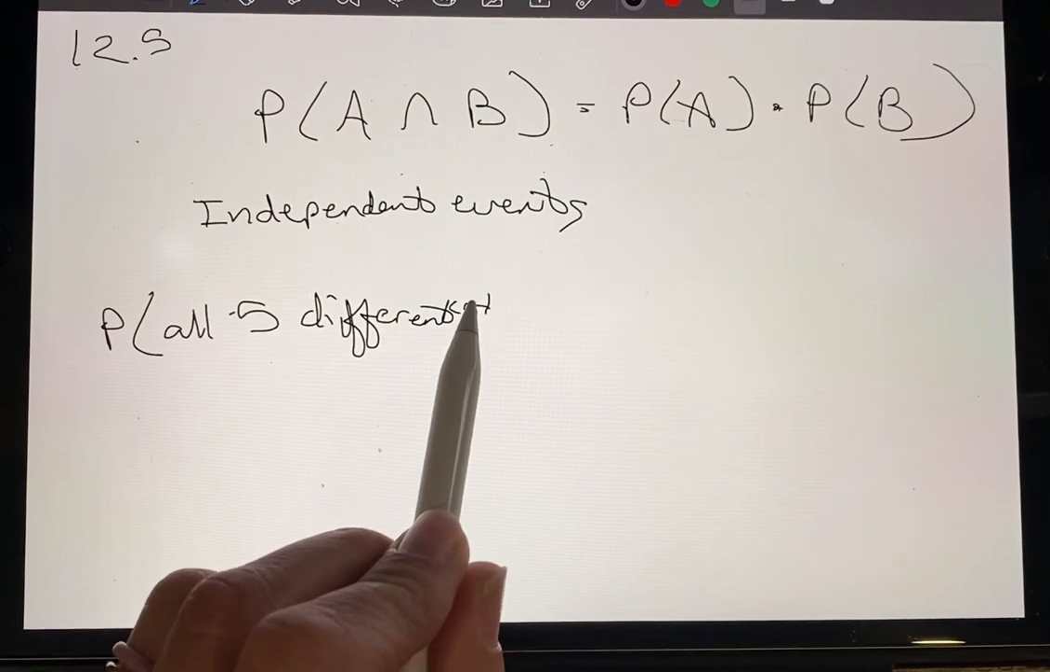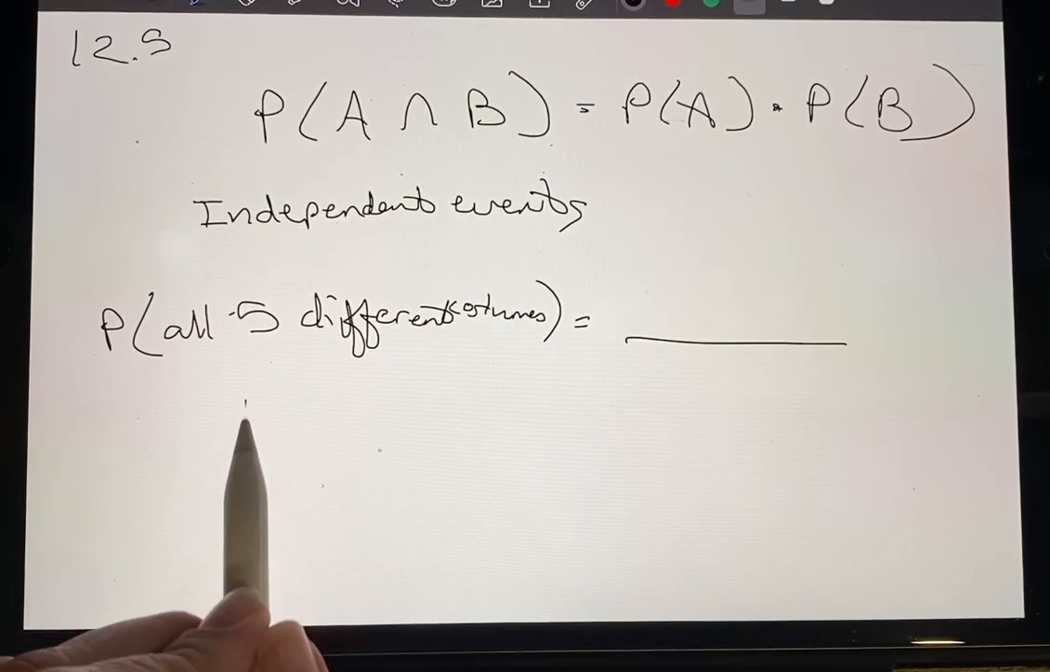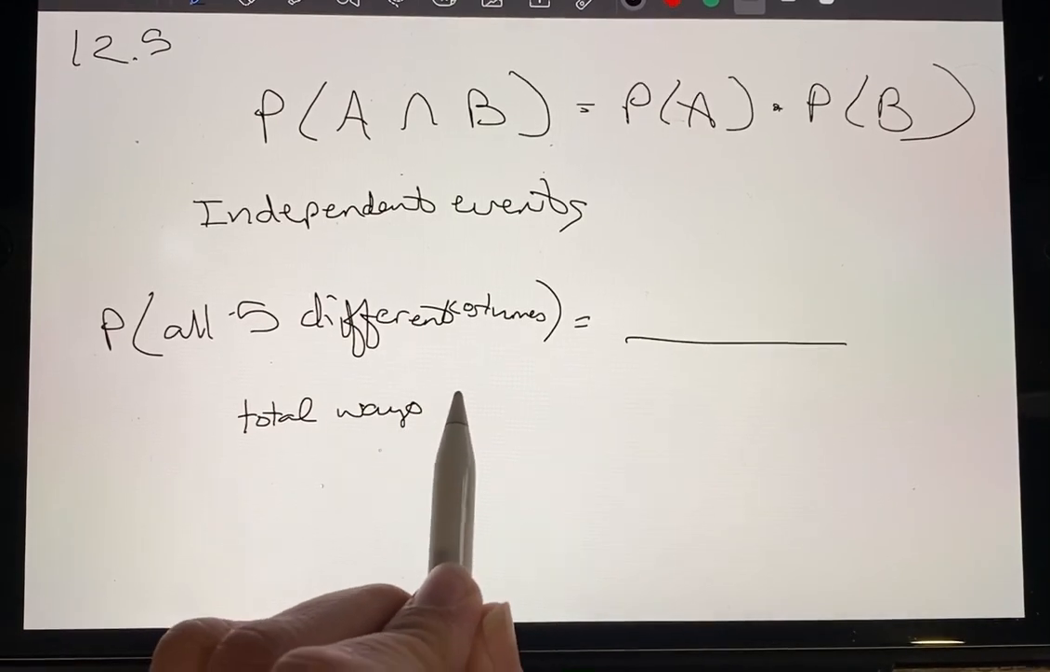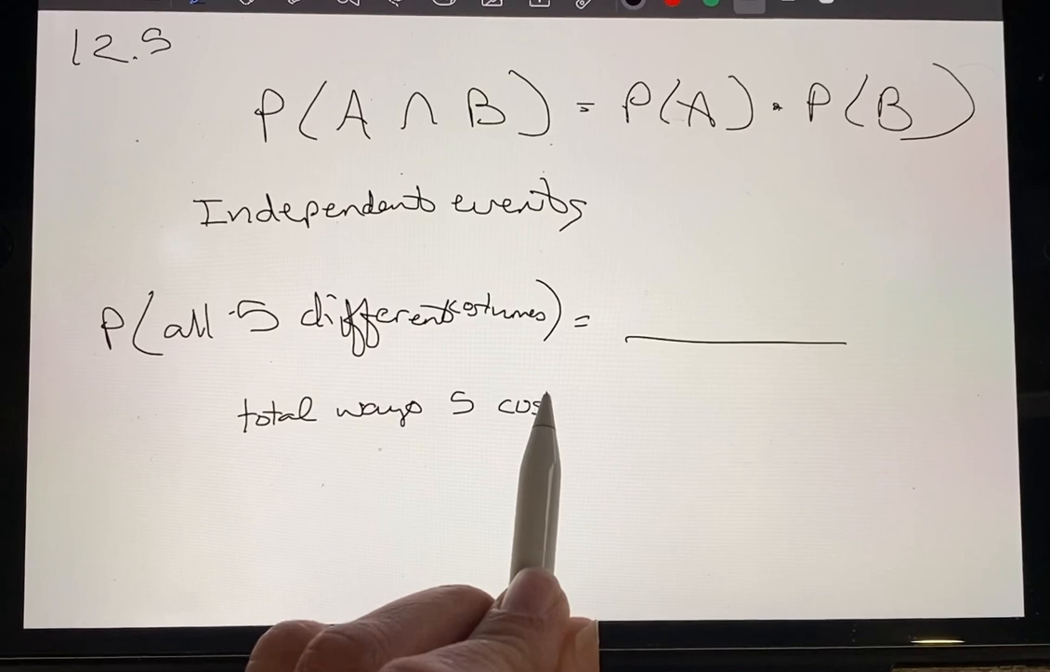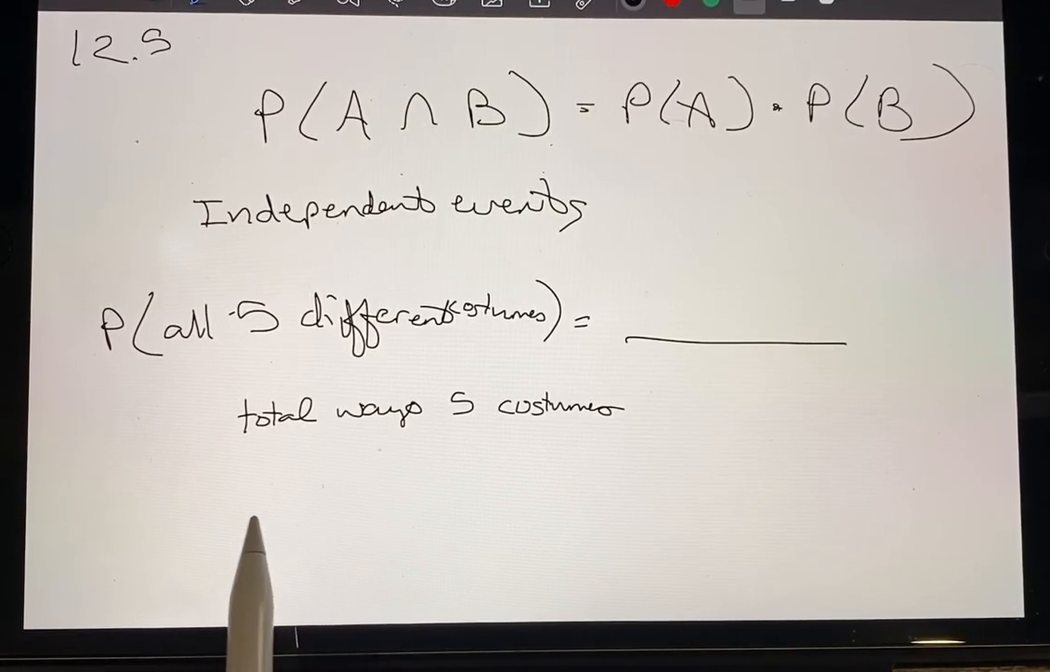costumes. Now, this is one of those where we go, do I really want to find that? If all 5 choose different costumes, that means that no one chose the same costume. So how many ways could you choose it? I think we can work it out like this. First we need the total ways that 5 of you could choose the costumes. Now, because these are different costumes, we've got a permutation problem here because the order would matter. If you're dressed as Spider-Man and your friend is dressed as Batman, that's different than if you're dressed as Batman and your friend is dressed as Spider-Man.